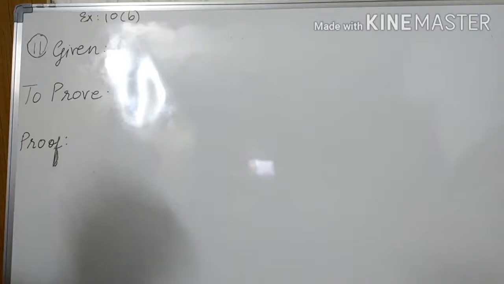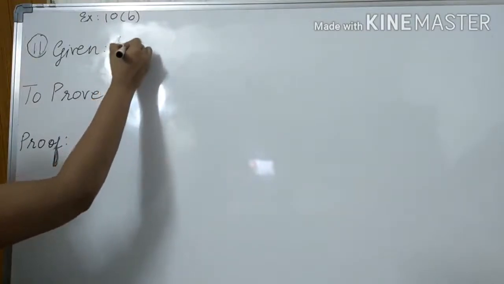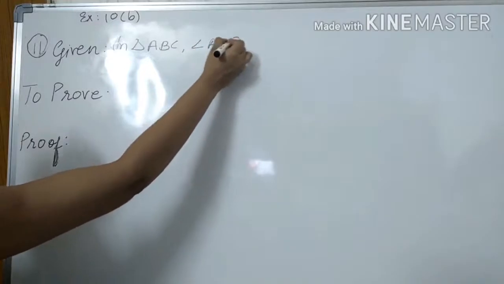So here I will write the given part first. Whatever is given, we will write first. So in triangle ABC, angle A is 90 degrees. So we write, in triangle ABC, angle A is equal to 90 degrees.